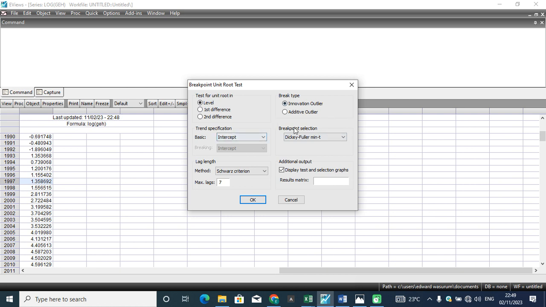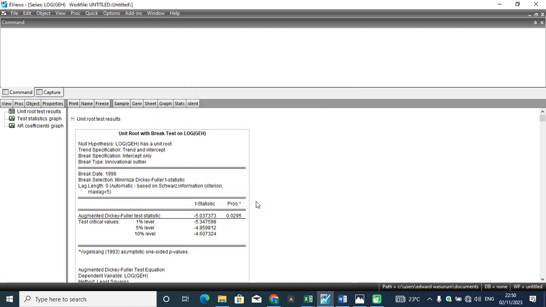So the first thing to do is to leave it at level. Then you come to break type: innovative outlier is okay, is better. Then the basic breakpoint is intercept, or intercept and trend. Then for break selection, you change to Augmented Dickey-Fuller min t. Then leave the break specification at intercept. For the maximum lag, I may decide to use lag 5 without changing any other thing. If you hit the OK button, you'll be exposed to a result that appears like this.